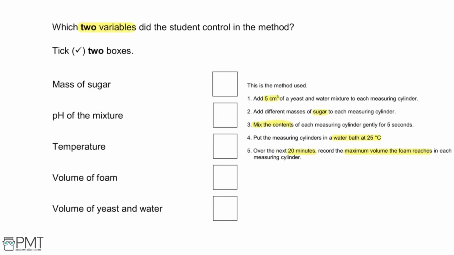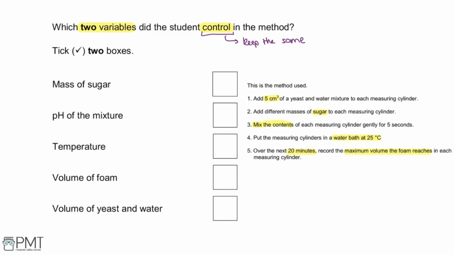Which 2 variables did the student control in the method? Tick 2 boxes. So if we look at this term control, it's talking about the controlled variable. This is the thing in the experiment that you must keep the same. So that's what it's talking about here.